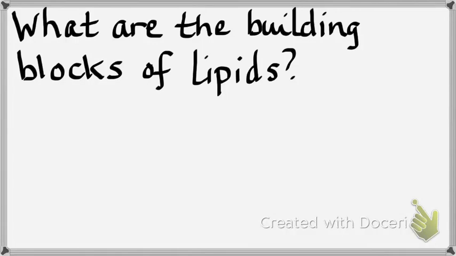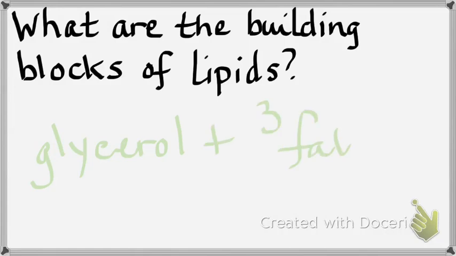Okay, building blocks of lipids. Let me help you guys out with the page number. I found the building blocks of lipids several pages over. Page 34. Building blocks of lipids. Glycerol and 3 fatty acids. Thank you. Glycerol plus 3 fatty acids. And that's page 34 if you need a reference page for that question. So lipids, page 34.